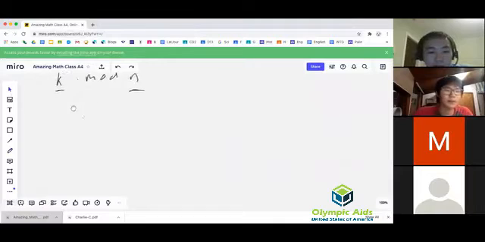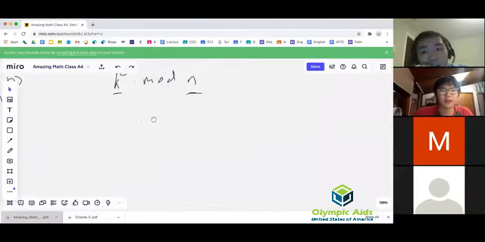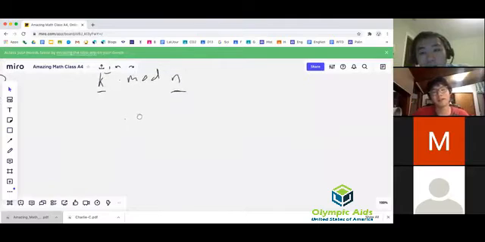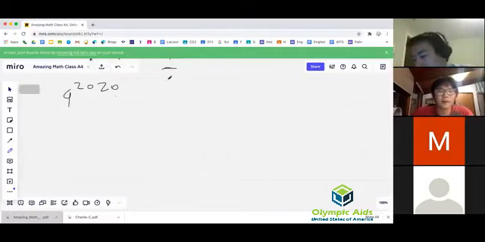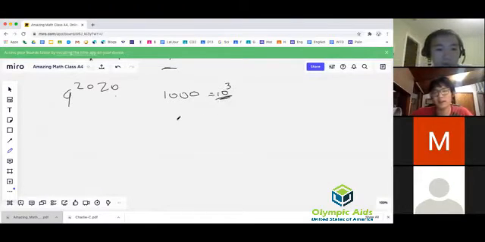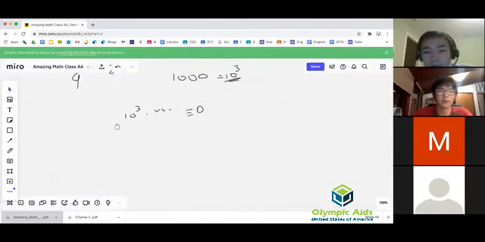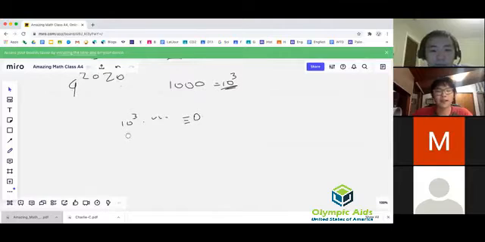In example 2.2, we want to use the binomial theorem to simplify it. So we want 9 to the 2020, and we want the last 3 digits of this, but that's just mod 1000, right? And 1000 is 10 cubed. So if you have 10 cubed times something, this will always be equivalent to 0 mod 1000. So basically, that won't affect the last 3 digits.